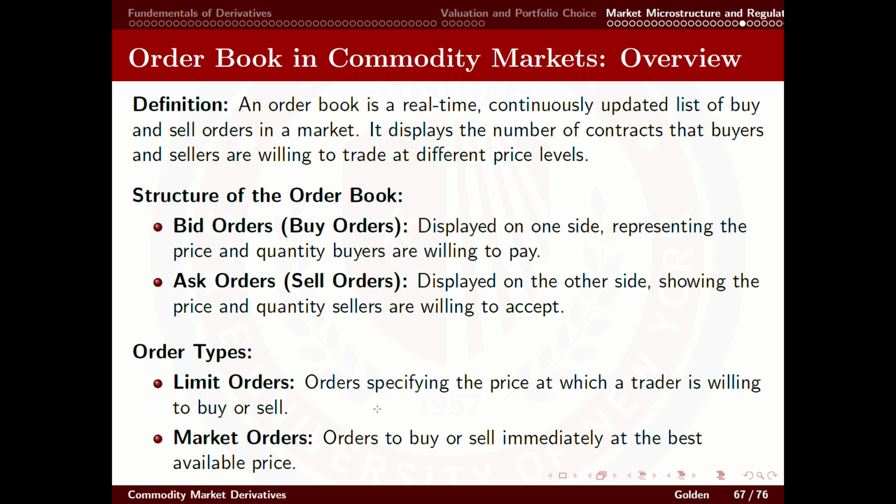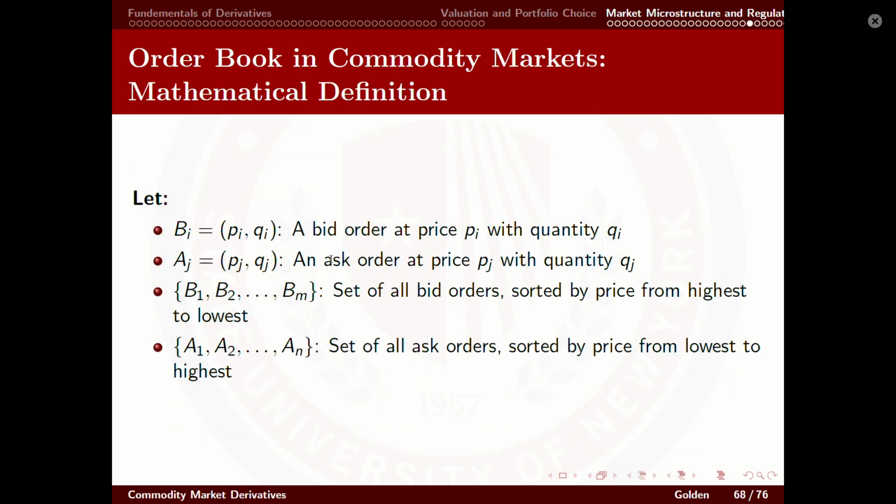And then you have market orders, which are orders to buy or sell immediately at the best available price. In this case, you look at the best sell order for the buyer. So you look at the sell order at the lowest price, which is good for the buyer. A lower price is good for the buyer. And you look at the highest buy order, which is good for the seller. And then the market order just immediately looks at that and picks up the best one.